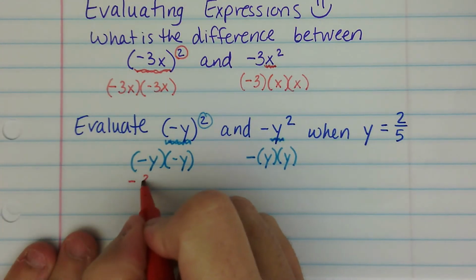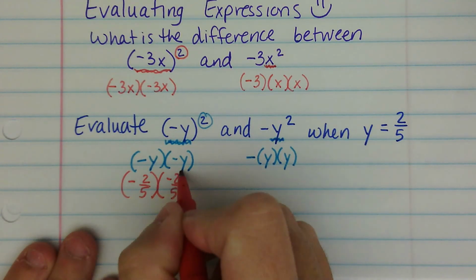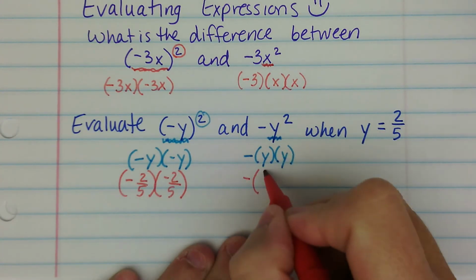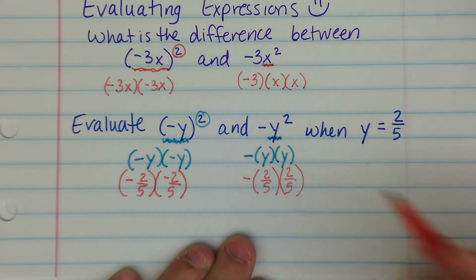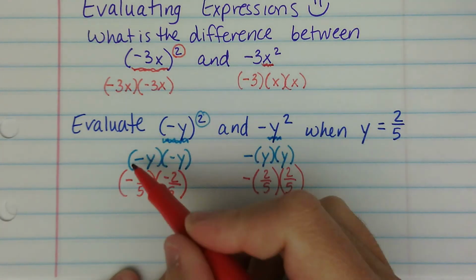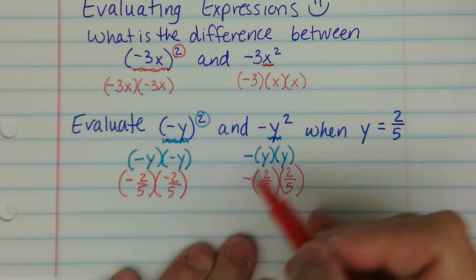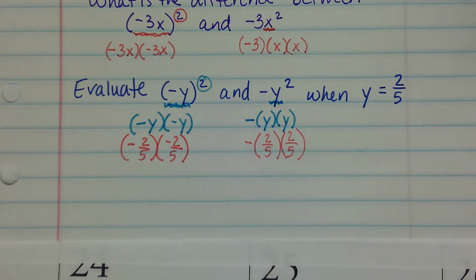So this is negative 2/5 times negative 2/5. And this one is negative 2/5 times 2/5. See the difference? Our 2/5 comes over. There's a negative in front, put the 2/5 in. This one, there's a negative in front, and we're just putting the 2/5 in. So how do these answers compare? What's the difference? Compare, contrast. What's the difference between them?